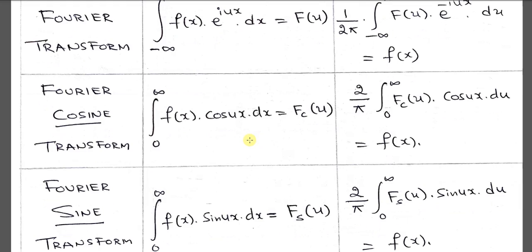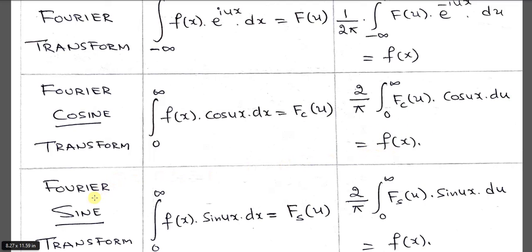One is Fourier cosine transform and the other is Fourier sine transform. In the case of Fourier cosine transform, the formula is the integral from 0 to infinity of f of x cos ux dx. And remember, in this case we are taking the integral only over the positive quadrant, that means 0 to infinity, and the notation is Fc of u. So c represents cosine transform. Now the inverse Fourier cosine transform formula is 2 by pi, again integration 0 to infinity of Fc of u, which means the Fourier cosine transform, multiplied by cos ux du, and the notation is f of x.